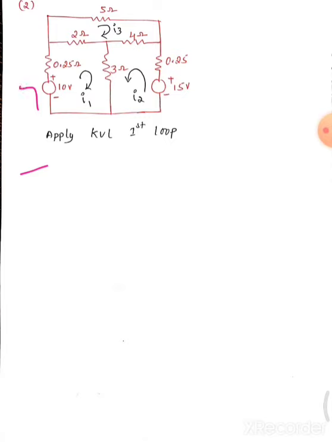Let's move from this side. You are reaching minus 10, and then you reach the plus 0.25 ohm resistance. So first, minus 10 volt plus 0.25 ohm resistance into I1, the product of IR.